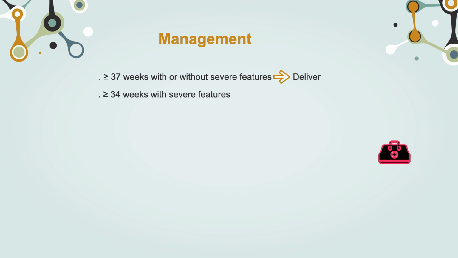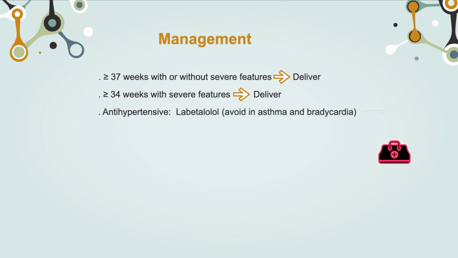But if it is 34 weeks or more and the patient has severe features that we talked about, any of the severe features, then you deliver. Then obviously you are going to use antihypertensives to stabilize the patient, to decrease the blood pressure up to the 37 and 34 weeks mark. And for that you can use labetalol. And remember, you should avoid it in asthma and bradycardia. So in the question, always look for if the patient is asthmatic. If the patient is asthmatic, avoid labetalol.